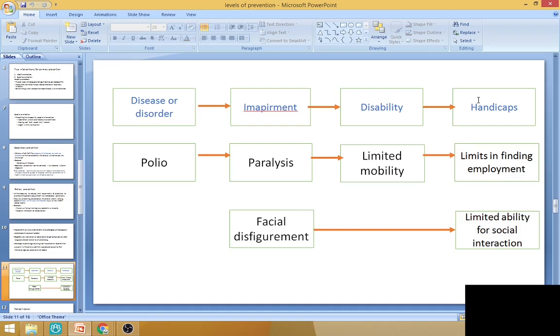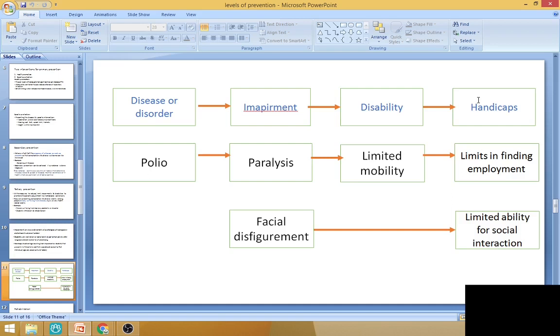Now the person being paralyzed limits his mobility, whether it may be the upper limb or the lower limb. Now there is limitation in finding employment, and that is known as handicap. Suppose both the upper limb and the lower limb are paralyzed or movement is limited, but he is a singer, then still there will be no handicap. But finding employment where the hands and the legs are required has been reduced, which he cannot do because of the disease polio, right? So this is an example.